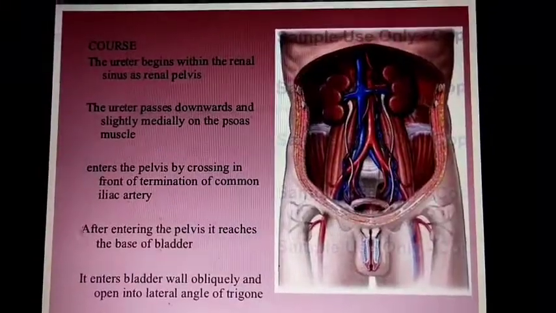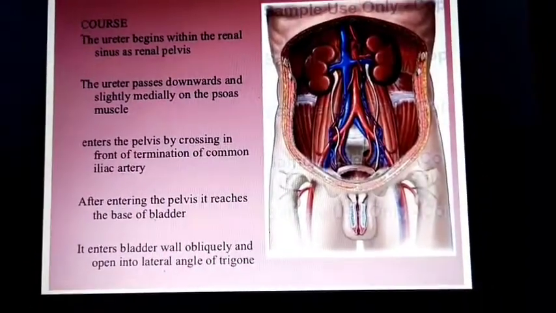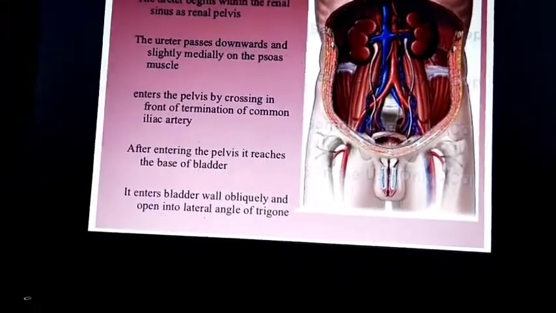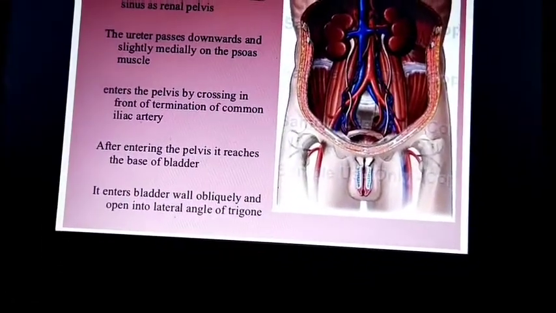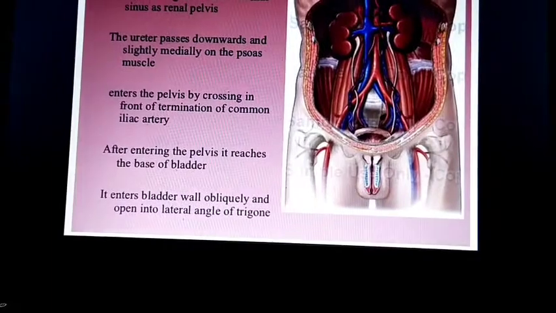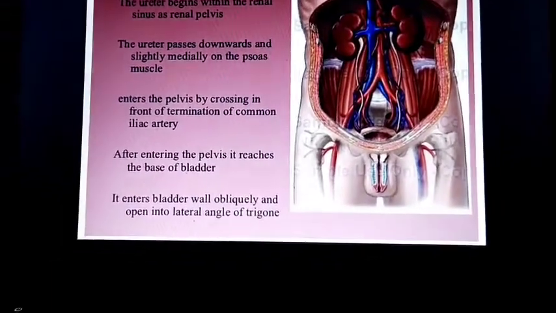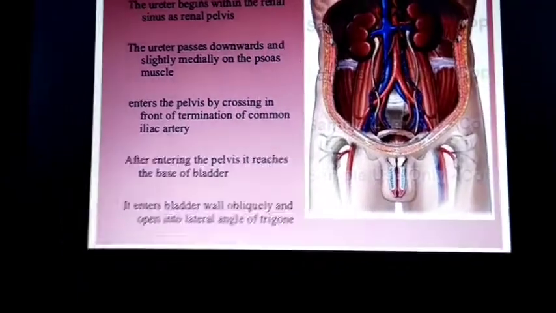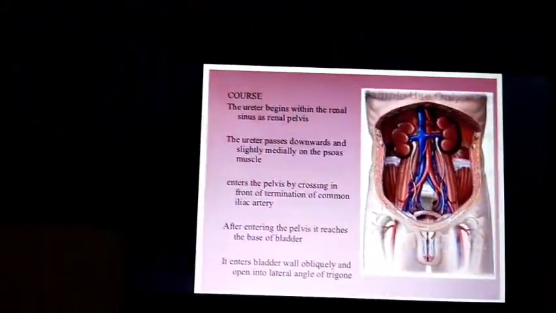You can go to the next slide. Now, the course of the ureter. The ureter begins within the renal sinus as the renal pelvis. You can see it clearly in this picture.